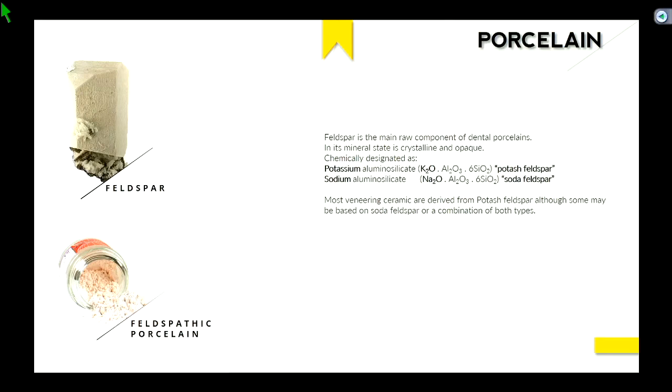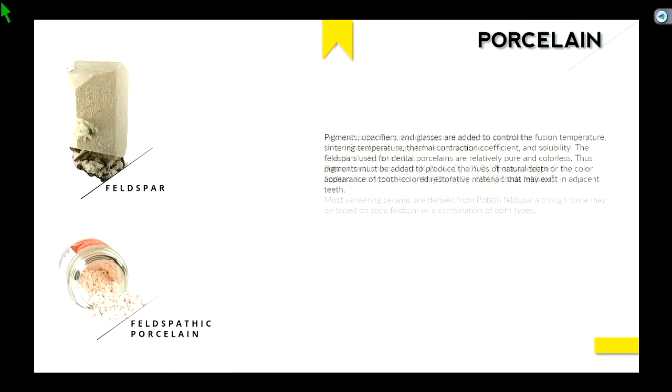So we have some information up top on the slide. Feldspar is the main raw component of the dental porcelains. In its mineral state, it's crystalline and opaque. And you can see the chemical formulations. But that's what it's based off of. And then in order to use it for dental applications, we've added certain pigmentations, as well as other elements to control the sintering temperature and also the amount that it contracts and its solubility. Okay. So once they've added all that, then we get our feldspathic porcelain, which in the video we saw where they had powder plus liquid and they kind of stack it on to the metal coping, right?